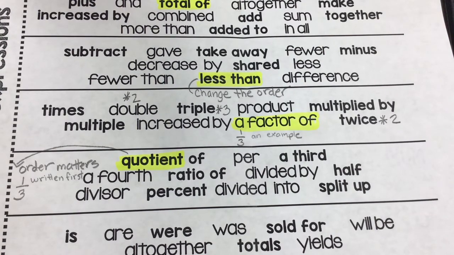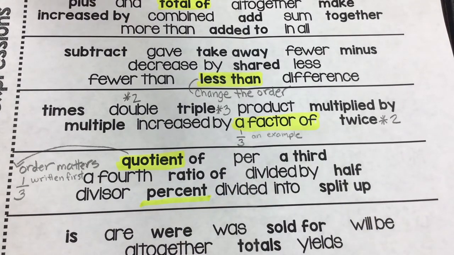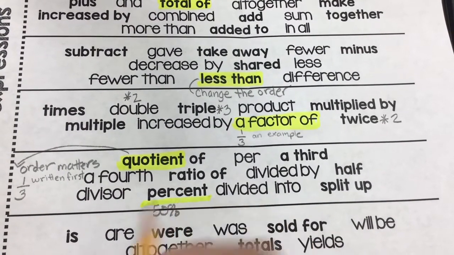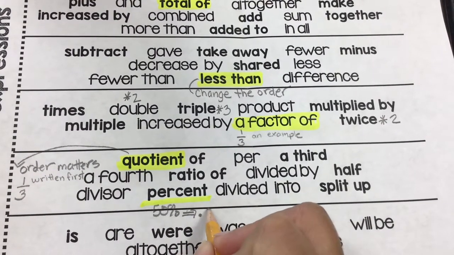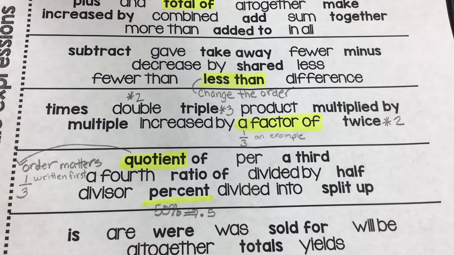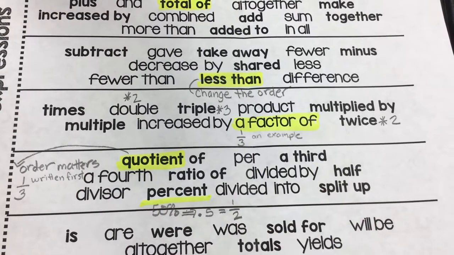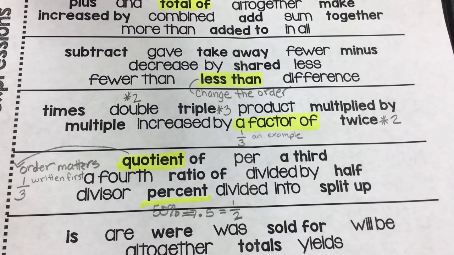We also need to be careful with things like percent, because percent sometimes is written as a whole number. So, for example, 50%. But what they want you to use is 0.5. Using 0.5 will look like multiplication. But it could also be written as that fraction, 1 divided by 2, which is division. Fractions are division.